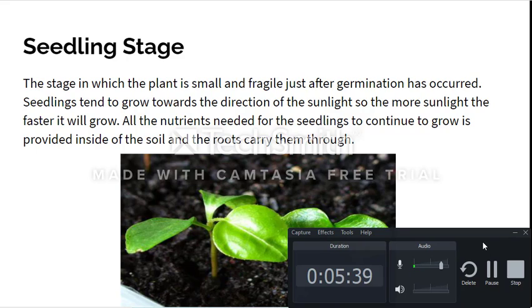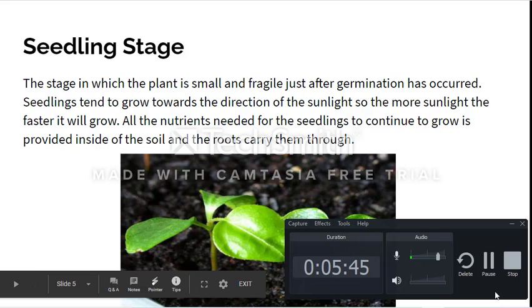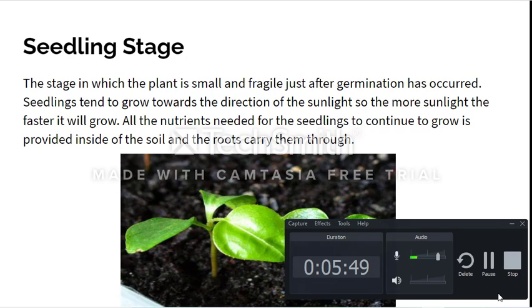All the nutrients needed for the seedlings to continue to grow are provided inside the soil, and the roots carry them through. So what that generally means is if you water a plant, the water will soak into the soil, and the roots will then soak up the soil and bring them into the plant. This is helping the plant also create food, and we know that's from photosynthesis.